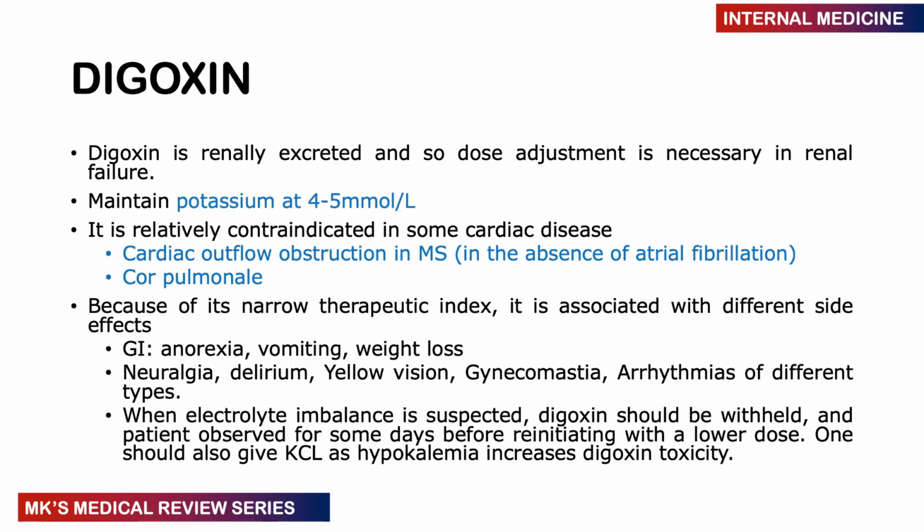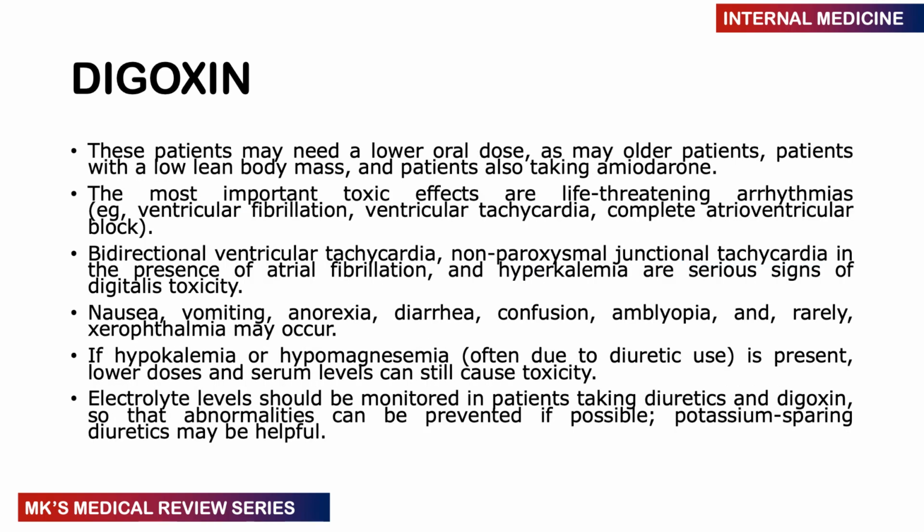You should also contemplate giving them potassium chloride, which will actively compete for the binding site, because if they have hypokalemia, it does potentiate the effects of digoxin. So remember that you're going to need a lower oral dose, especially for older patients, for those that have a lean body mass, and for those that are taking amiodarone.